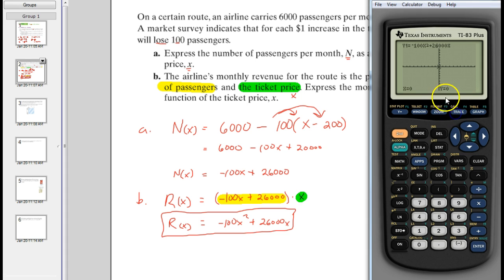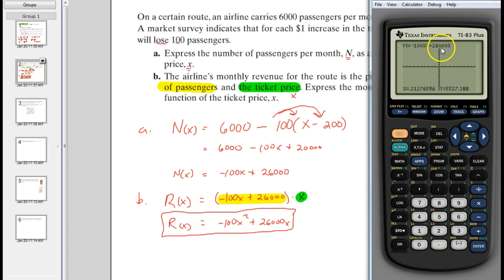If I hit trace, remember trace puts a cursor on the actual function. So you see 0 zeros on the function, which makes sense because both terms have an X. But if I just move my decimal just barely a little bit off the origin, you see 0.212, and the Y value is huge. It's like way off the screen. Remember, the top of the screen in the standard window is Y equals 10, and we're talking about 5,500. So it's there. It's just going off the screen.